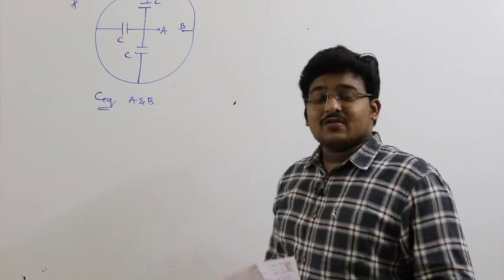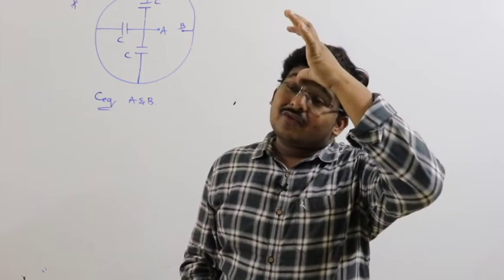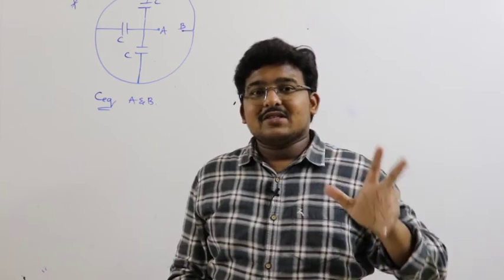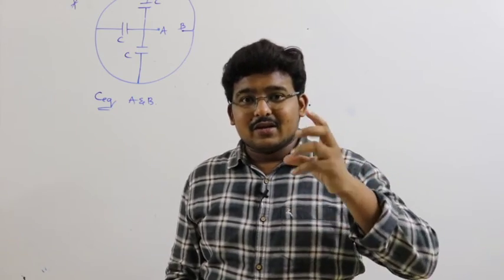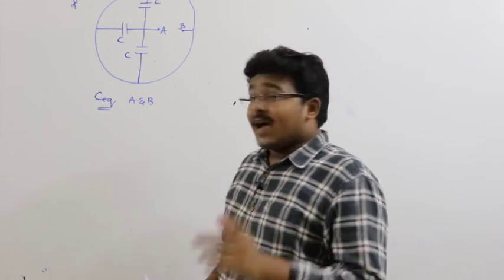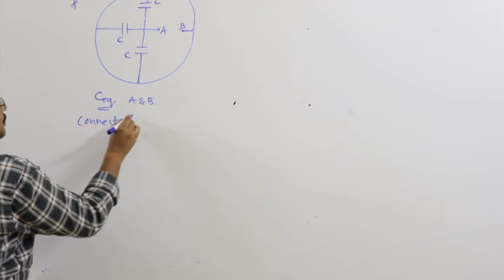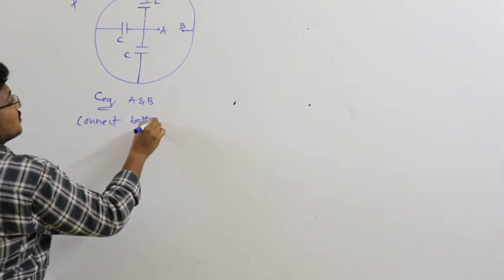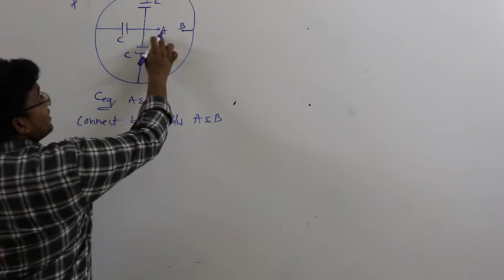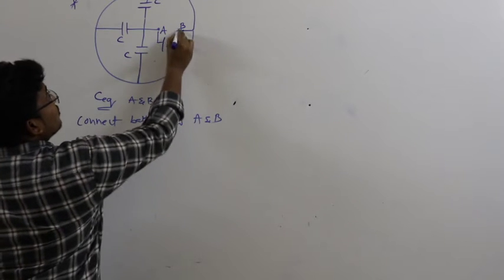See, first we need to know which are in series and which are in parallel. If the diagram is somewhat difficult and we are unable to identify series and parallel in the first attempt, what method are we following? See, I will connect a battery between A and B. Means here we are just connecting a battery like this. Okay?